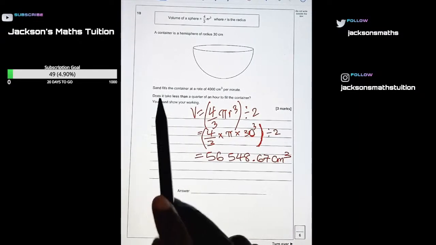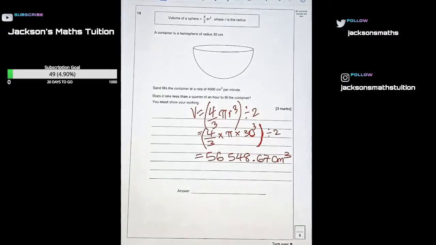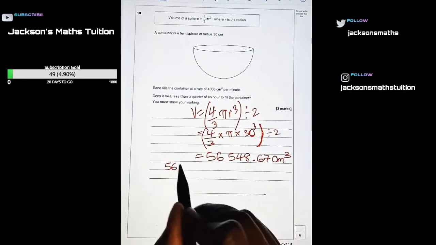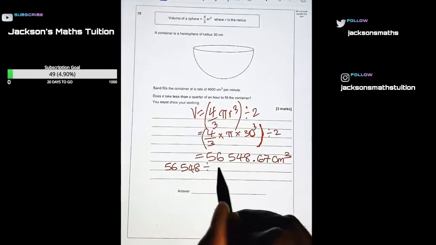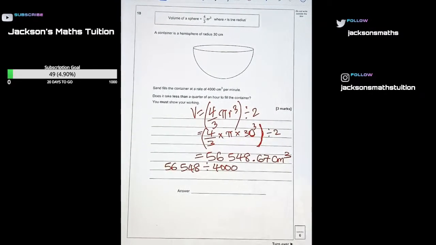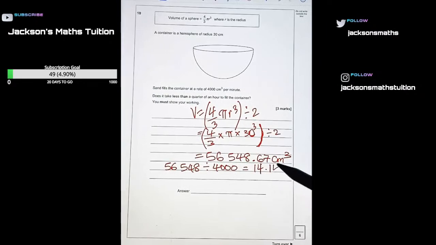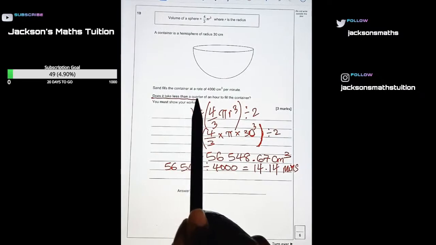Okay, so sand fills the container at a rate of 4,000 centimeters cubed per minute. Does it take less than a quarter of an hour? So we need to find out how many lots of 4,000s are in 56,548. So we're going to do 56,548 divided by 4,000 now to work out the number of minutes. Put that on your calculator and you should be getting 14.14 minutes.